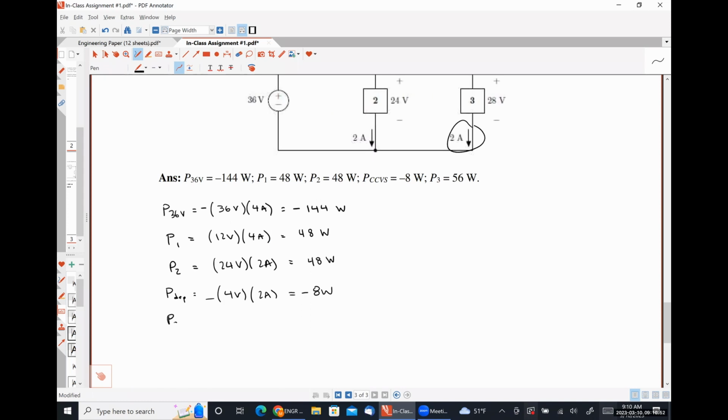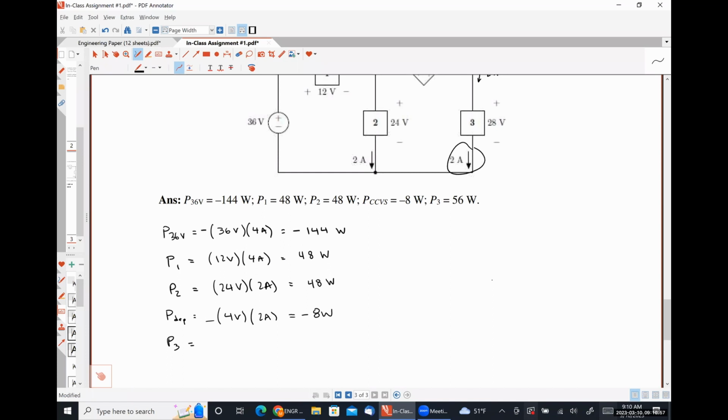And lastly, we have element 3. What's the voltage drop across element 3? 28 volts. What's the current flowing through element 3? 2 amps. Is the current flowing into the positive polarity terminal or the negative polarity terminal? Into the positive, meaning we don't add a negative sign. And so we get 56 watts. If we add all of these powers up, what do we get? 0, because of Tellegen's theorem. All right, that's enough out of me for today.